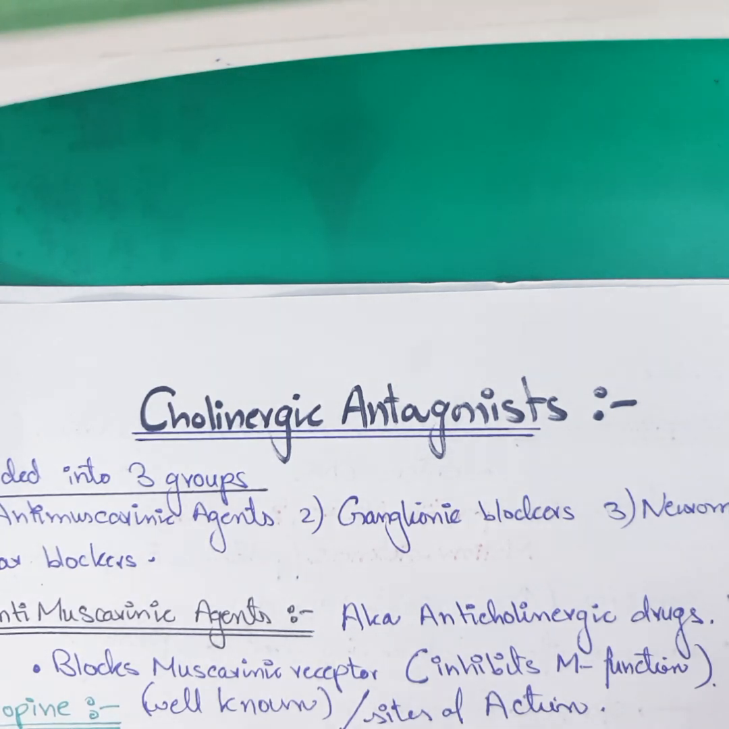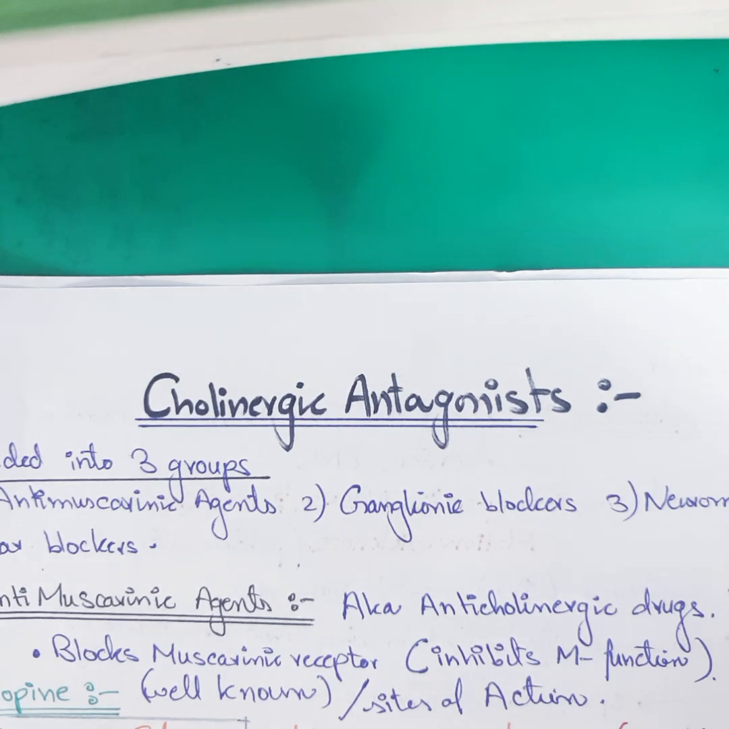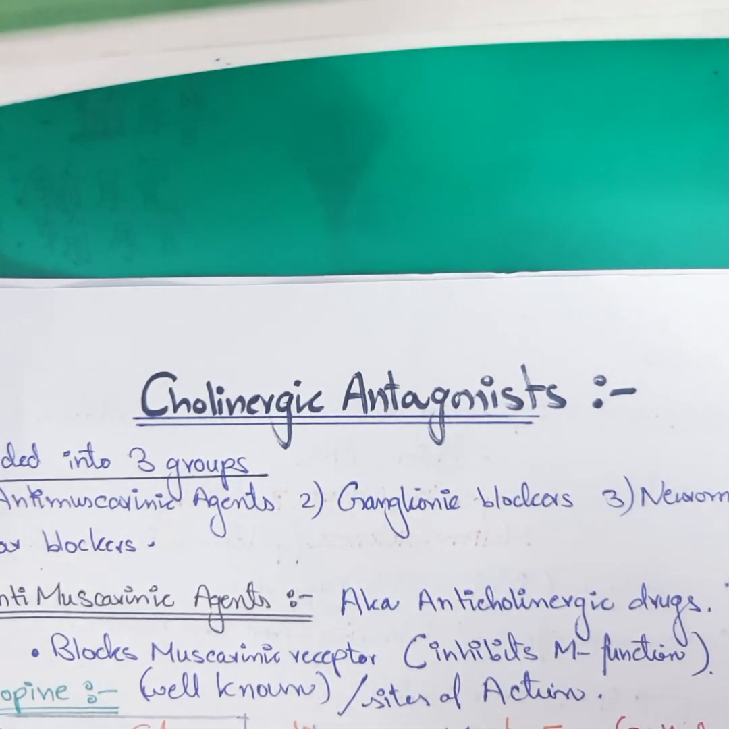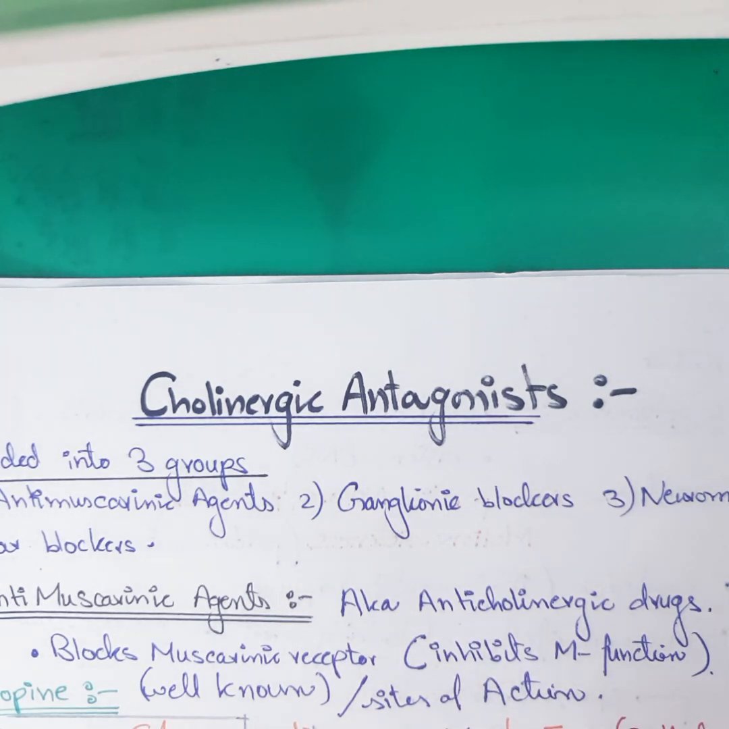If you remember, a cholinergic agonist stimulates the acetylcholine receptor, which is the most common in our body. But the antagonists do the opposite. They prevent the effect of acetylcholine. A cholinergic antagonist binds to the cholinergic receptors, the muscarinic receptor and the nicotinic receptors. Cholinergic receptors are of two types.